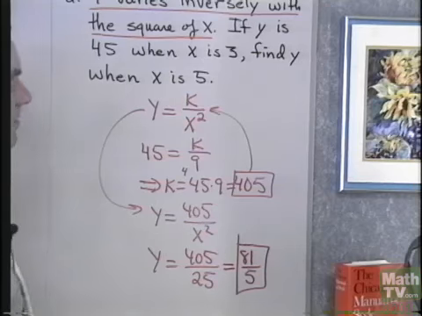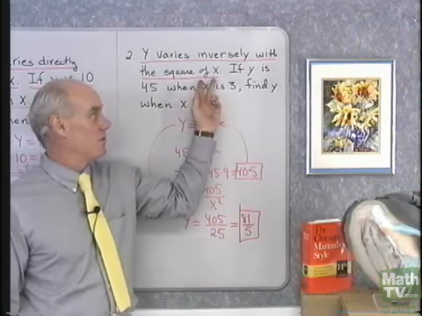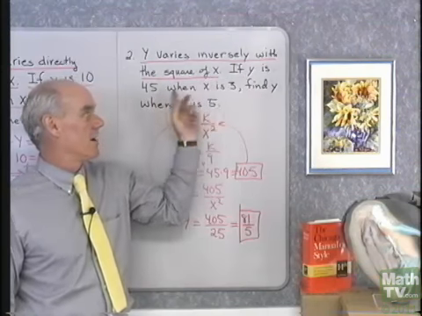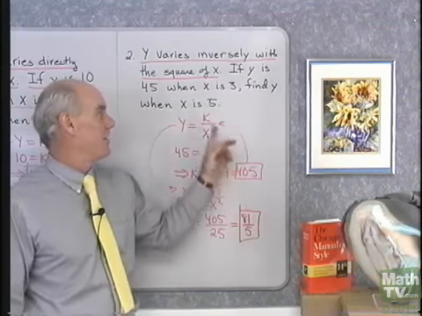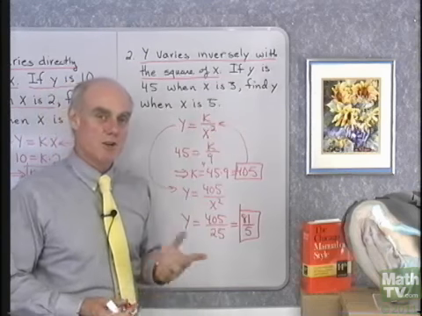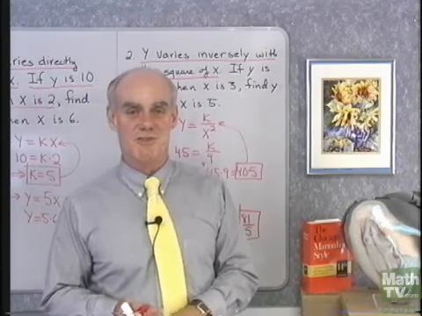Doesn't come out to be a nice number, but it is the correct answer. If y varies inversely with the square of x, and y is 45 when x is 3, then y is going to be 81 over 5 when x is equal to 5. So there's two problems, one a direct variation problem and the other an inverse variation problem.